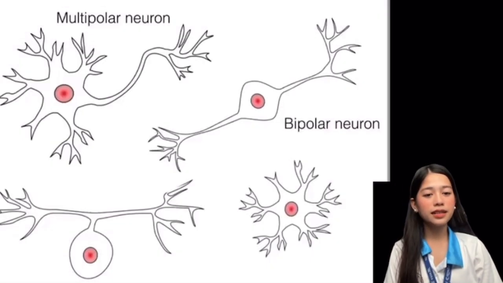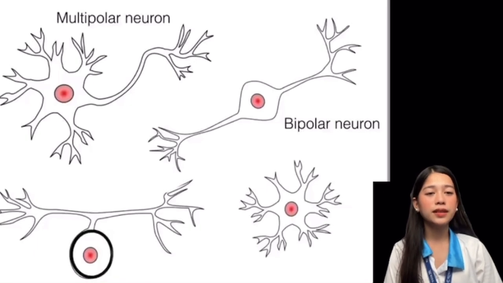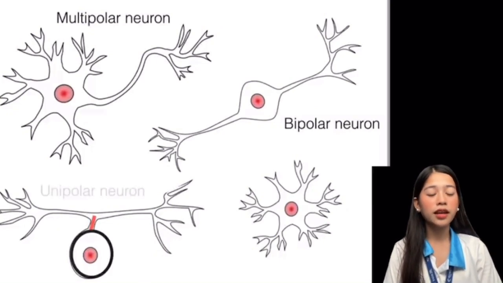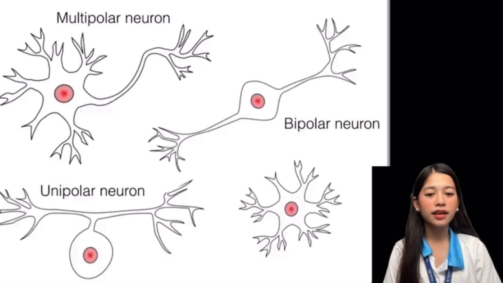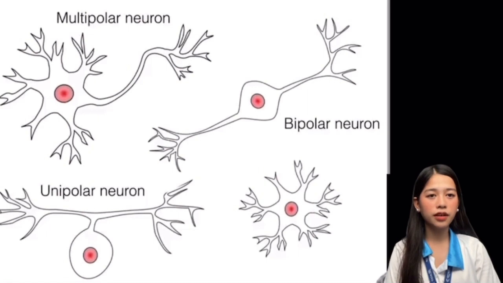If we look at the next one, here's the cell body. You can see there's only one pole coming off. That is actually a fused axon and dendrite, and we call that a unipolar neuron. Now, in vertebrates, it's sometimes referred to as a pseudo-unipolar neuron. These are going to be most of the sensory neurons in our body. They're taking information in and transmitting it back into the central nervous system.